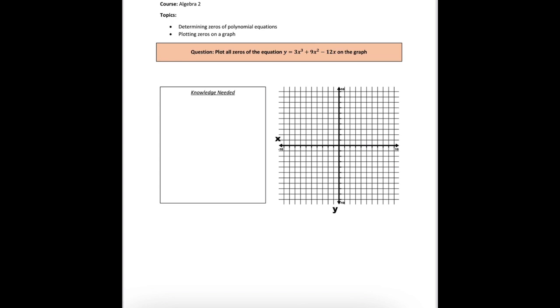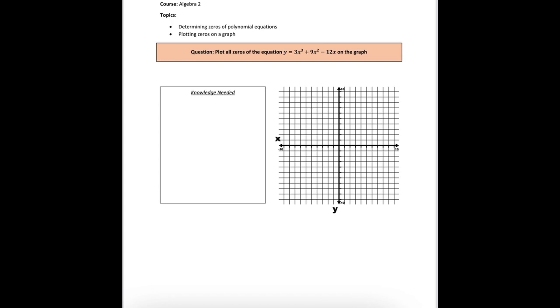12x on the graph. Now, the first thing I'm actually going to do here before we go into the specific question is list out the things a person would need to know or be able to do to actually be able to successfully answer this question. I'll explain why in a second, but let's go ahead and just go through, hey, what would I need to know or be able to do to actually be able to plot all zeros of that equation on the graph, right?